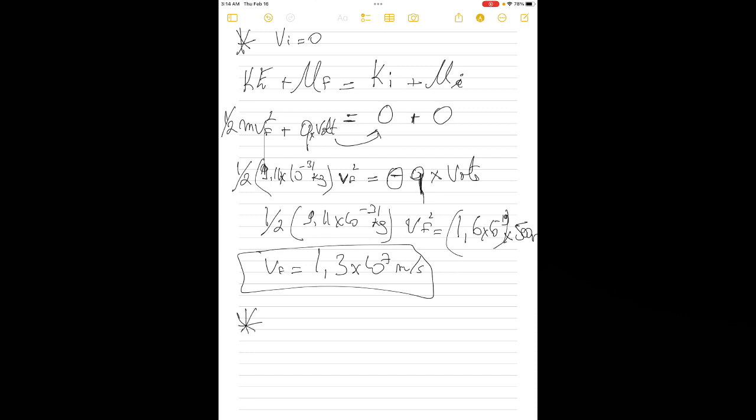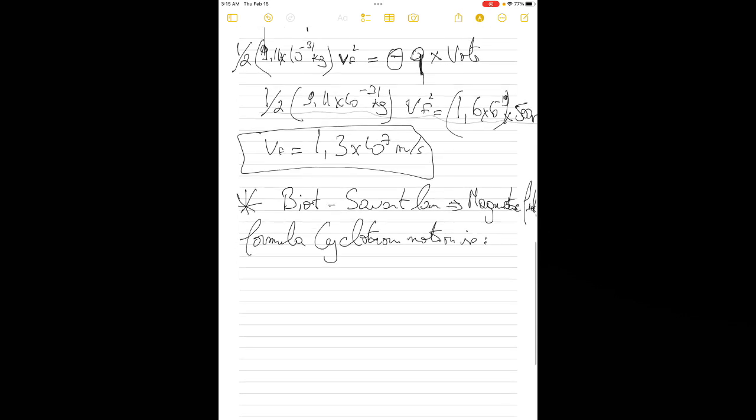Okay, and from here we can find the magnetic field. We need to find the magnetic field, and we can use the formula for the cyclotron motion. So the formula for the cyclotron motion is frequency equals charge times the magnetic field strength divided by 2pm.